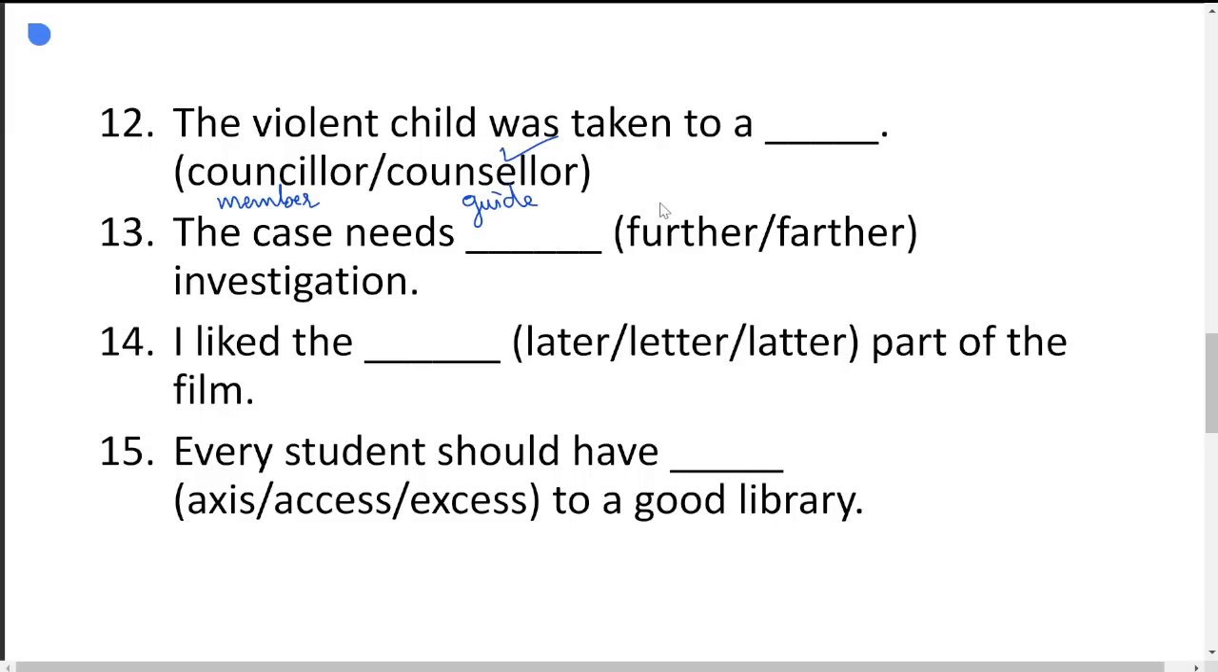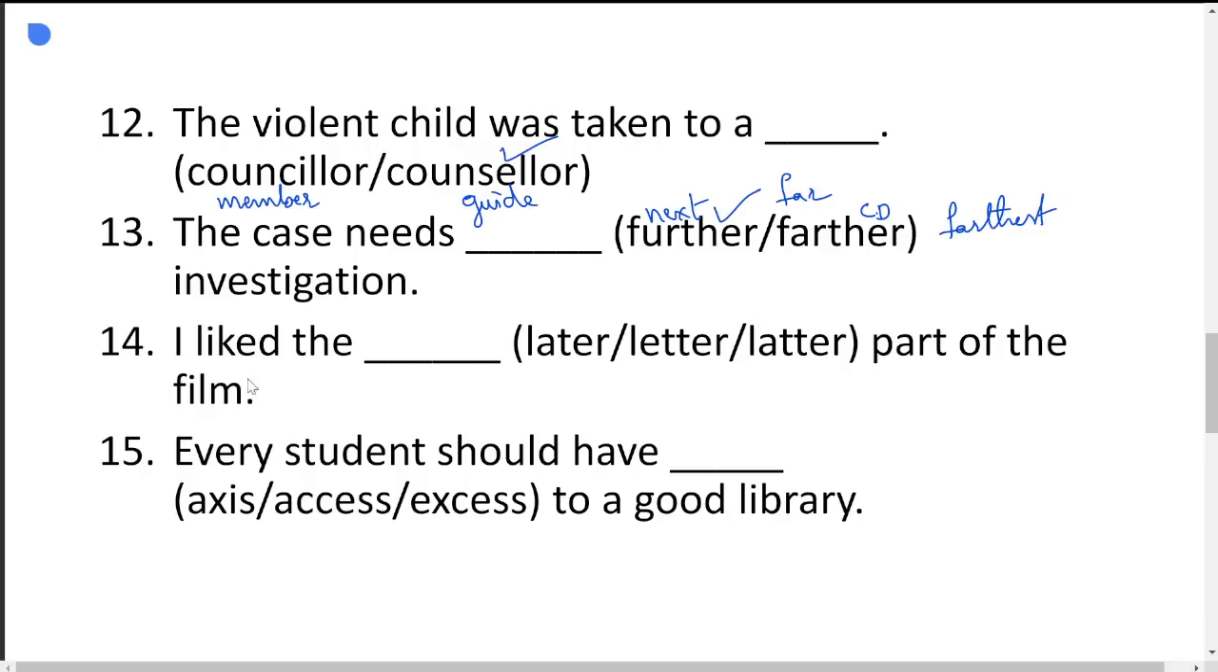Next, the case needs dash investigation. Further investigation, further investigation. Two are there. See, this is compared to the degree of far: far, further, furthest. Okay, this further in the sense you can go with the meaning of next. The case needs dash investigation. Further investigation is the first one, not far.